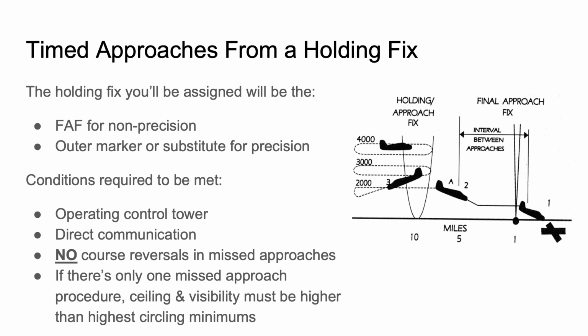There can't be any course reversals on the missed approach. So in other words, the missed approach can't have you going back to the holding fix. Otherwise, you'd be running into the next aircraft. And if there's only one missed approach procedure for the approach, then the ceiling and visibility have to be higher than the highest circling minimums to ensure that you don't end up having a bunch of aircraft going missed to the same fix.